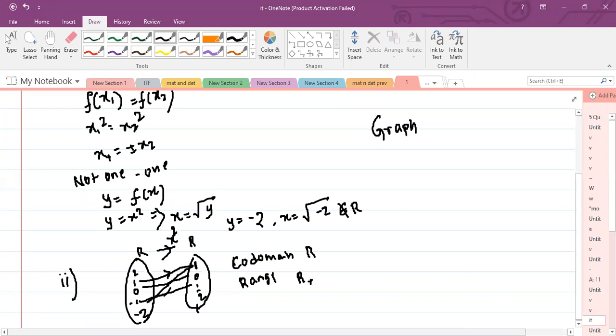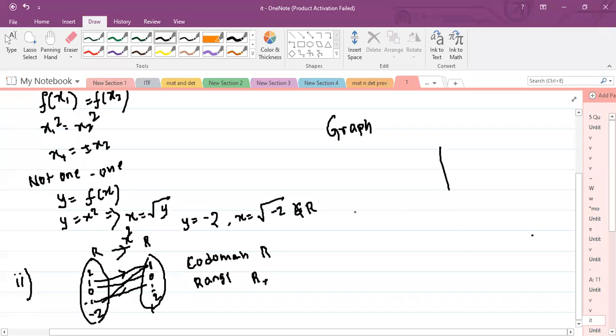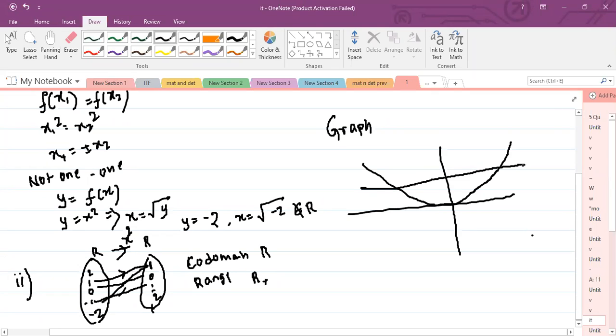So what you need to do is draw the graph of this function. y is equal to x square means it is just like this. You need to draw a line parallel to x-axis. If it cuts the graph at more than one point, definitely it is not one-one. So here if you draw a line parallel to x-axis, it cuts at more than one point, therefore it is not one-one.